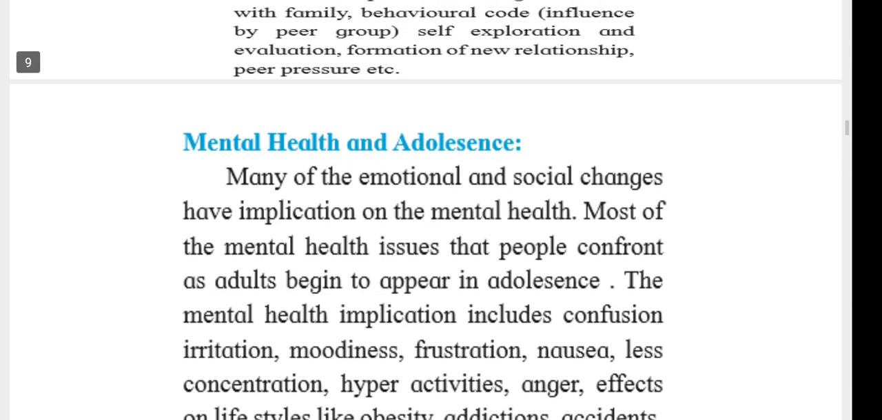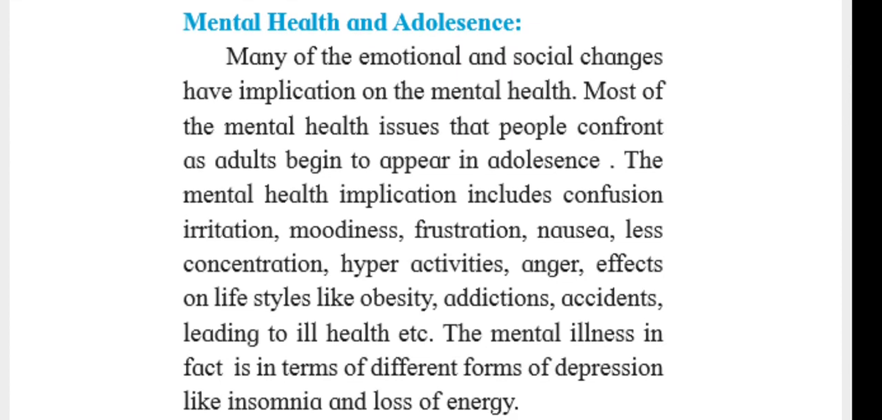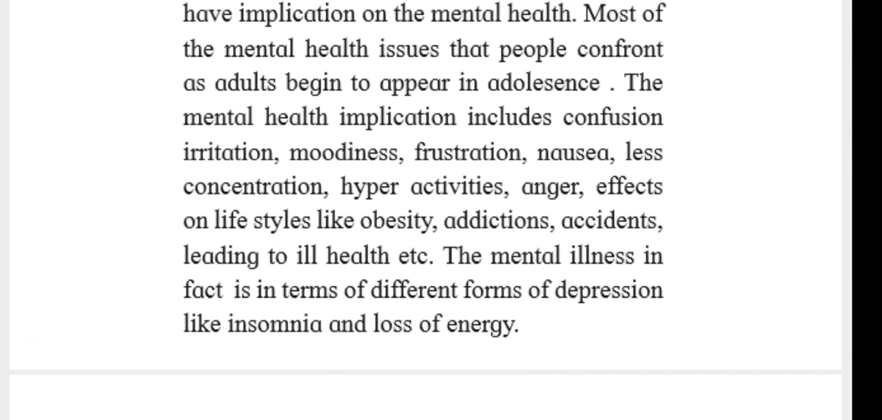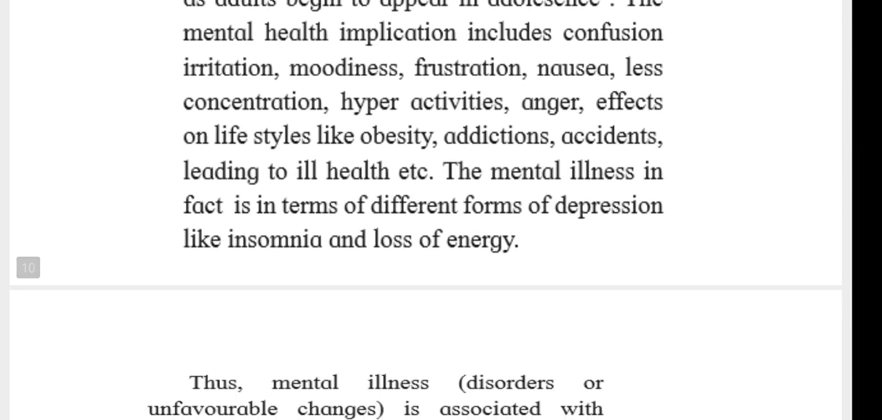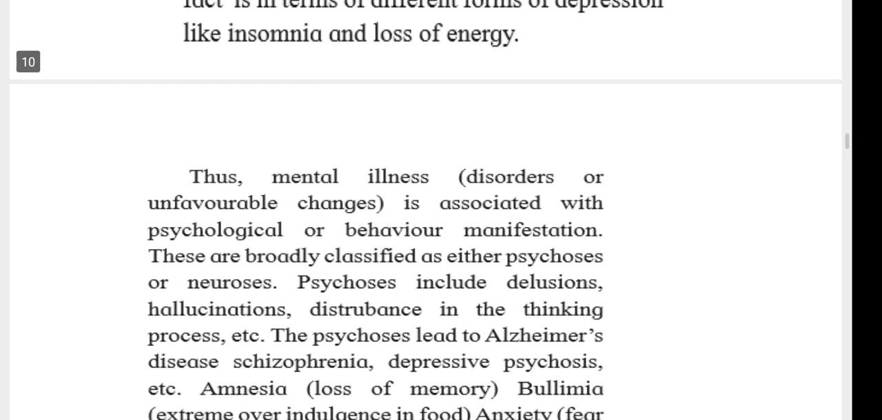Those are involved. Mental health and adolescence: many of the emotional and social changes have implications on their mental health, and most of the mental health issues that people confront as adults begin to appear in adolescence. The mental health implications include confusion, irritation, moodiness, frustration, less concentration, and anger, then lifestyle problems like obesity, addiction, accidents, and so on. Mental illness takes different forms, such as depression with insomnia and loss of energy. Thus mental illness is associated with physiological and behavioral manifestations.